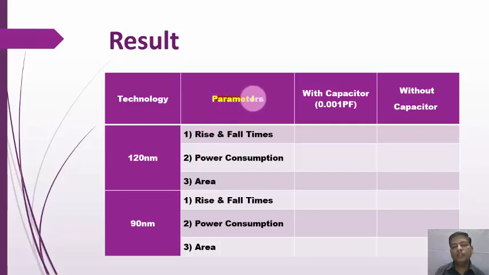Then what parameters should we consider? These are the parameters we have taken into consideration: first rise and fall times, second power consumption, third area, with a capacitor. The capacitance load should be 0.001 picofarad, and without the capacitor, again we have to verify the same parameters for both technologies, either 120 nanometer or 90 nanometer. Here we write down the values we get after the design or layout of the CMOS inverter.